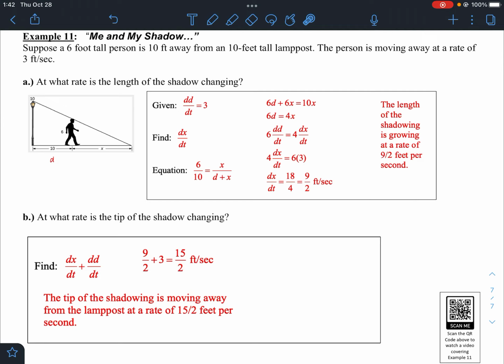So the first question saying, at what rate is the length of the shadow changing? We know this is changing at 3. It's growing larger by 3 feet per second. We want to know how quickly this is changing. Set up our proportion. 6 is to 10 as x is to d plus x. And then cross multiply, simplify, take your derivative, substitute in and solve, and we get 9/2 feet per second.